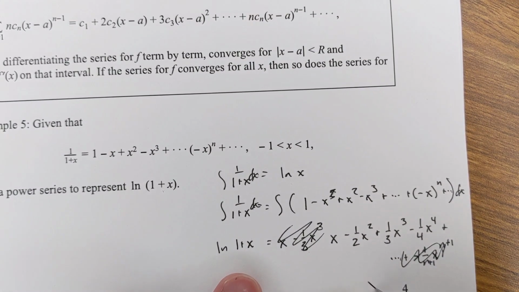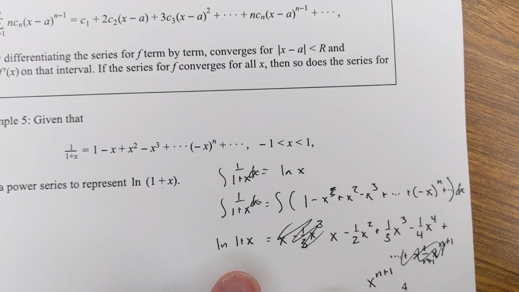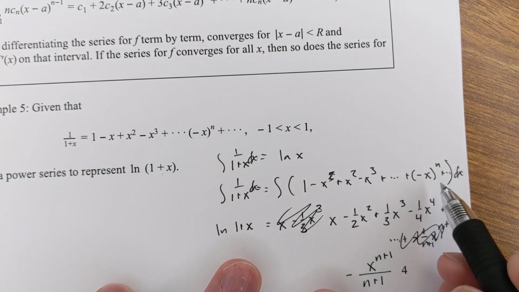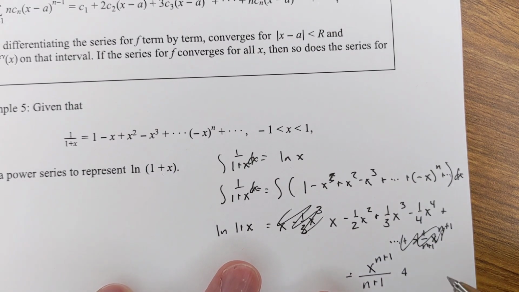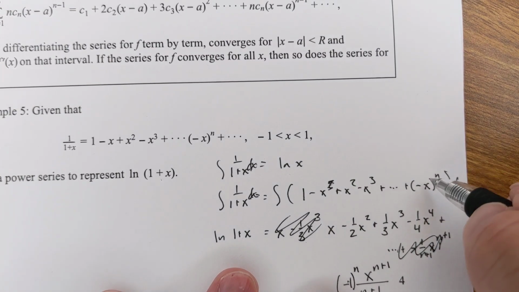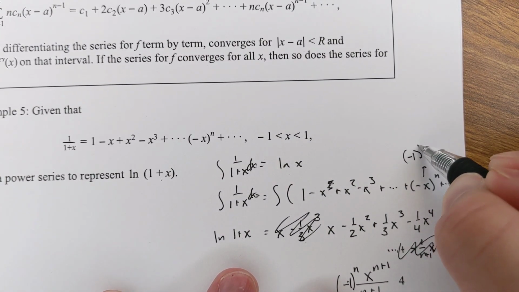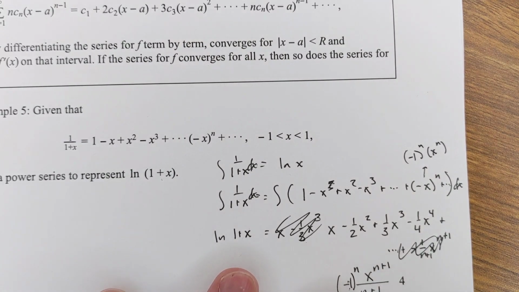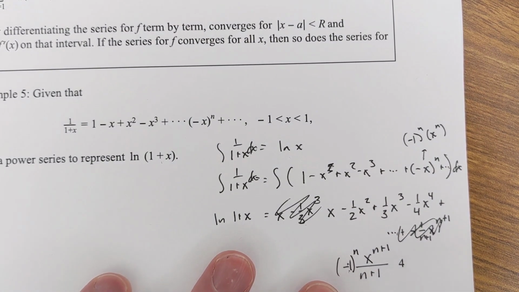So when you do the antiderivative, you add 1 to the exponent, and you divide or multiply by its reciprocal. Now, since it's negative, there's going to be a negative out front here. The reason that happens is that this is the same thing as negative 1 to the nth, x to the nth. So we just leave that out front because it's a coefficient. So there you go.